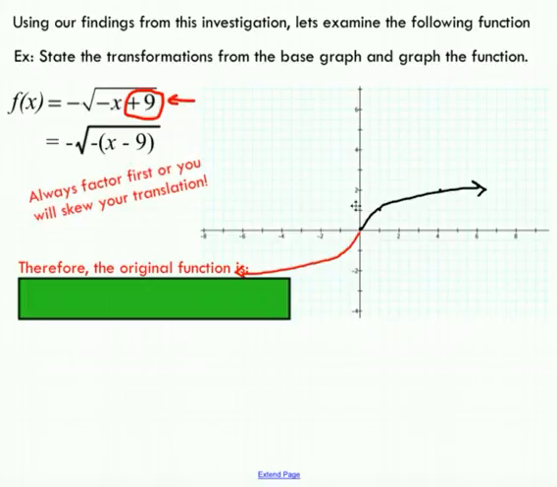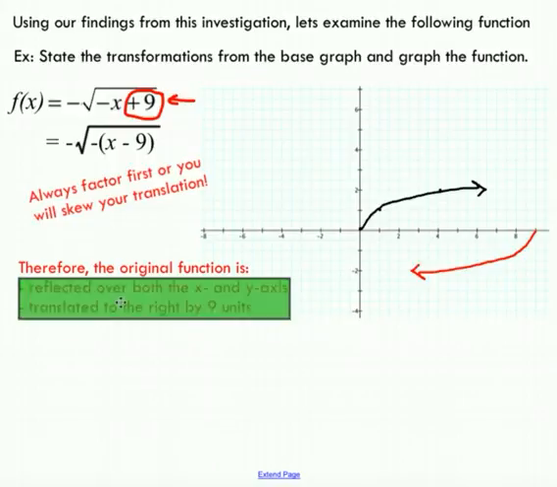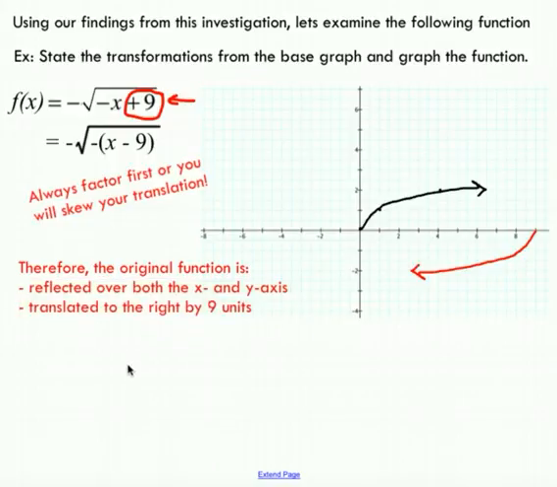Okay, but once I've performed my reflections, I can next just move everything to the right by 9. So you can see that I've just shifted this graph entirely over by 9 units. So all of those points are moved by 9 compared to where they were originally. So from this we can conclude we've reflected our function over the x and y axes, and we've also translated to the right by 9 units.